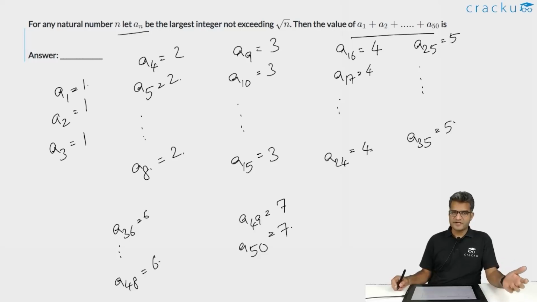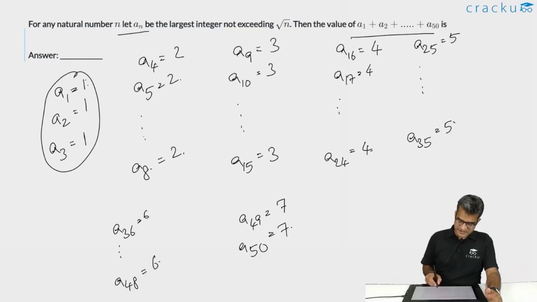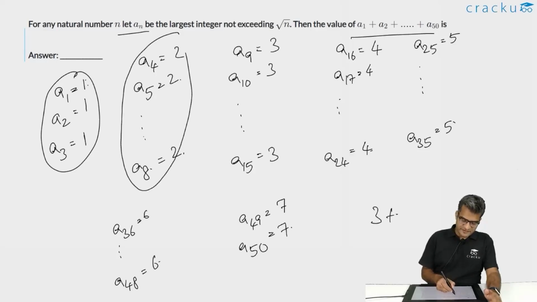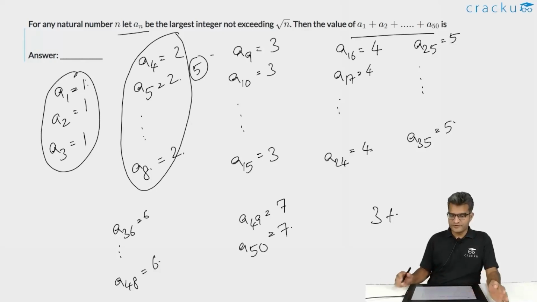There is no trick that we can use. This is just additions and multiplications. We have 3 ones. So this is 3. 2 is repeated how many times? It is repeated from 4 to 8. So it is 8 minus 4 plus 1. So this is repeated 5 times. 2 into 5 is 10.